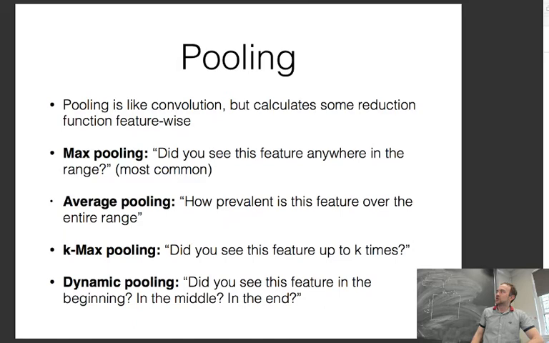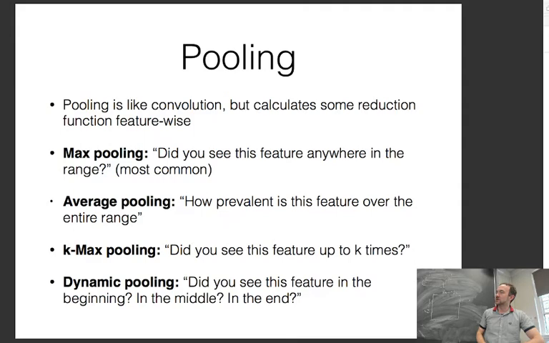Another one is K-max pooling. This was used in a convolutional model for sentences by Kalchbrenner et al. This is, did you see the feature up to K times? So you can count how many times you saw it, you can count how strongly you saw it. This is not used a whole lot, but it has been used previously.